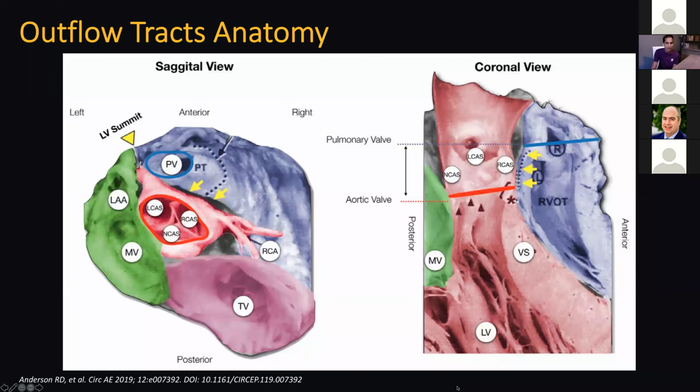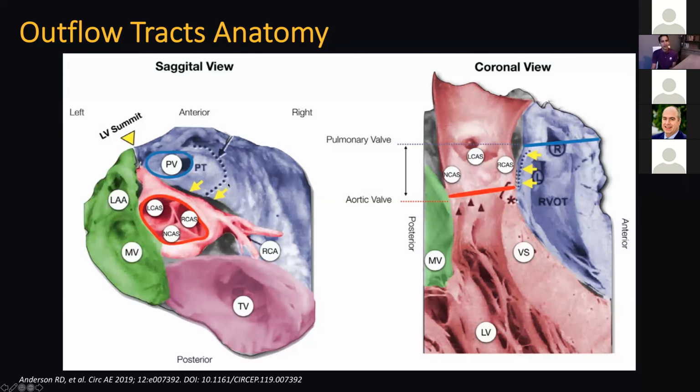Let's look at this view here. This is a sagittal view of the heart. You can see that the aortic root occupies the middle of the heart, and it's surrounded by all the different structures here. Anteriorly, you have the RVOT, and the pulmonic valve is designated by this blue ring.